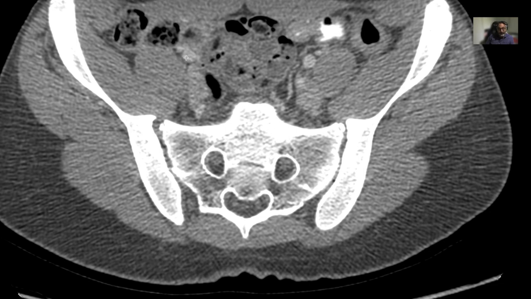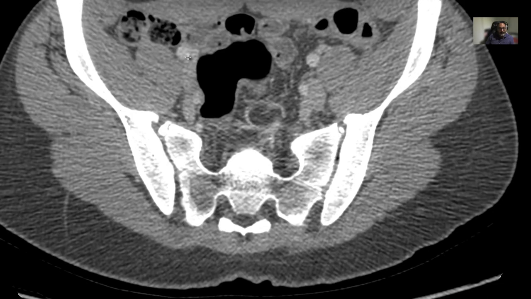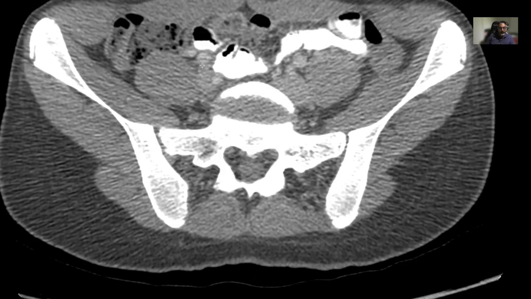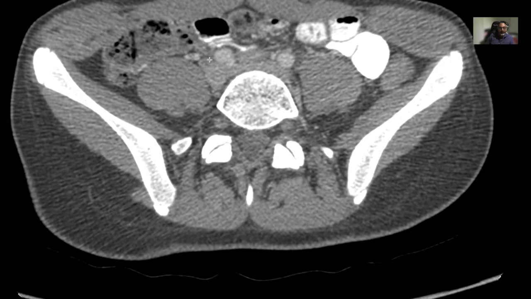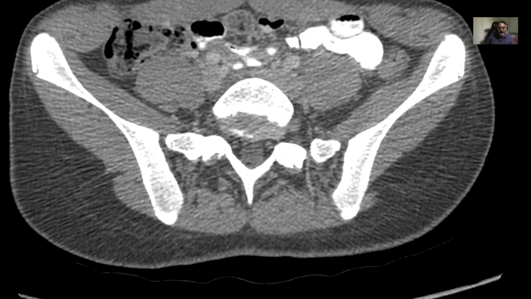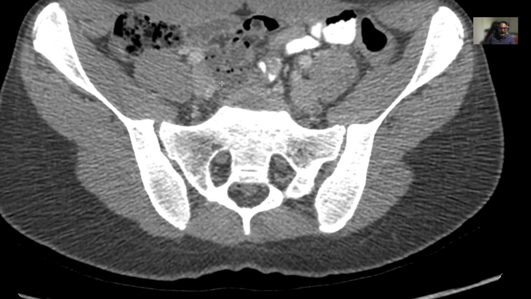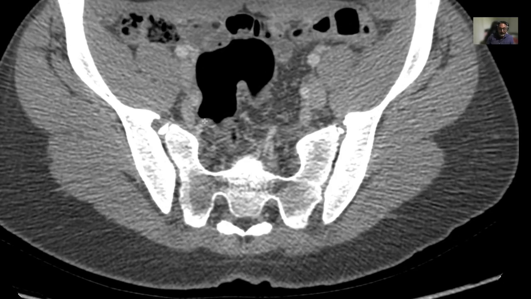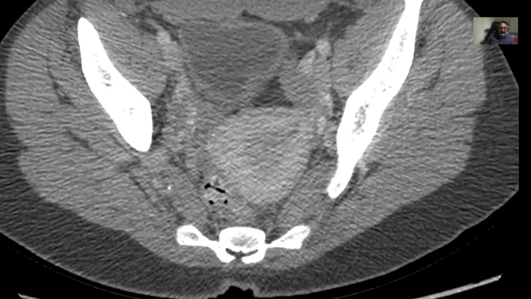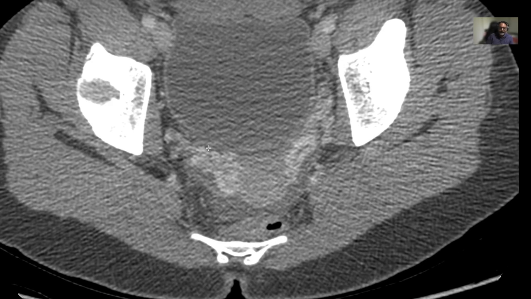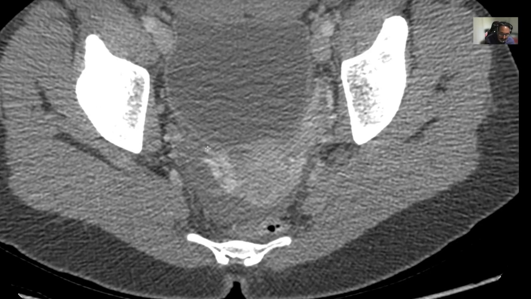And then as the common iliac artery divides, which is slightly higher up here, the ureters move forward and then move posteriorly backwards as they go down. And they actually move quite posteriorly back, and then they come back under the uterus, and then they go into the bladder. There you go.